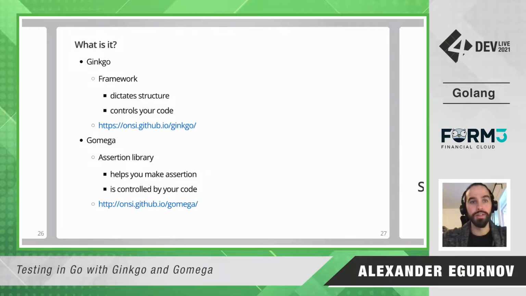So first, looking at what Ginkgo and Gomega are. As I already said, Ginkgo is a framework. It puts some structure onto your code. It dictates how to write your code and controls it, so you don't control it to a great extent at run time. Gomega, on the other side, is an assertion library. It doesn't enforce any structure on you. You can actually use it without Ginkgo in your normal standard testing routines. It just helps you make assertions, and you fully control it from within your code.